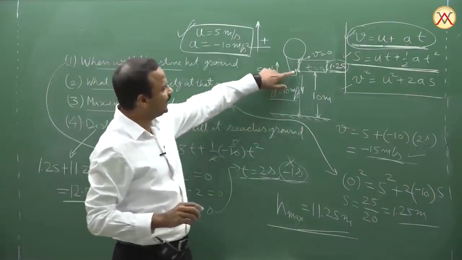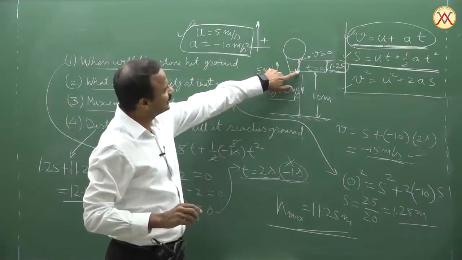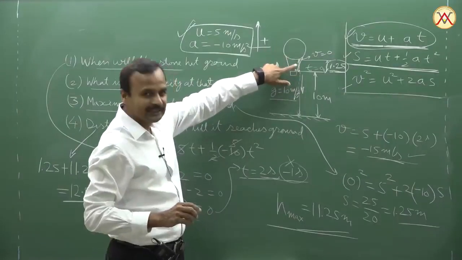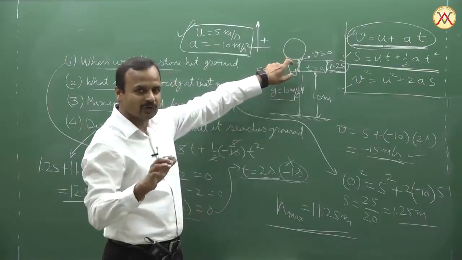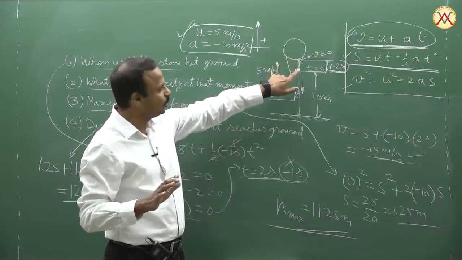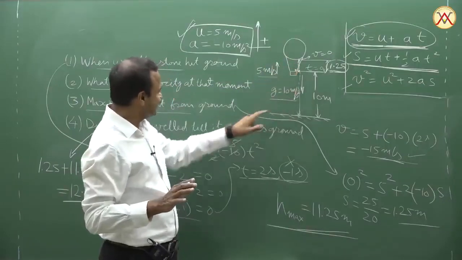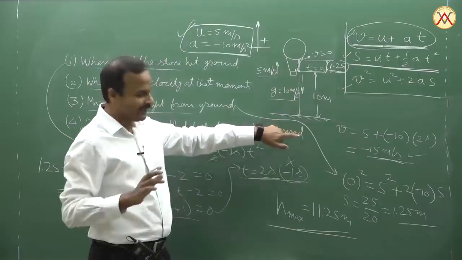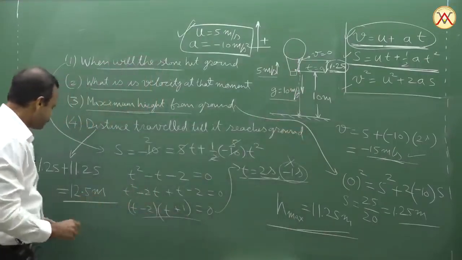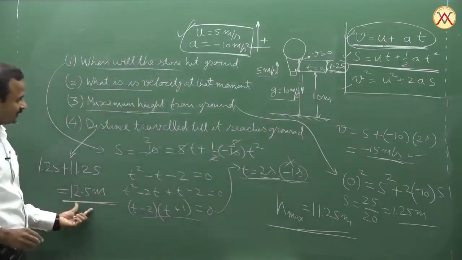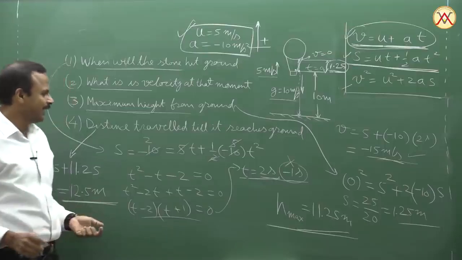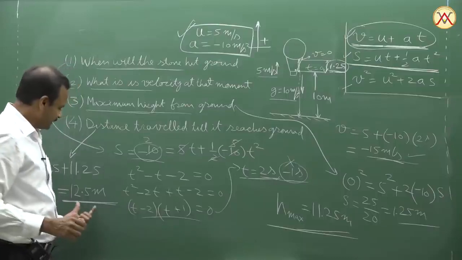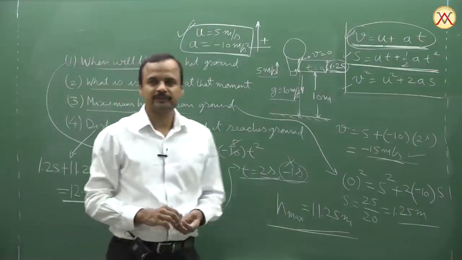If you had to find the displacement only for a smaller part, only during the upward journey, in that case still you would have got distance and displacement equal, but question says till it reaches ground, so obviously the turning point is included in that, so we are getting distance traveled different from the magnitude of displacement. Magnitude of displacement was in fact 10, distance traveled is 12.5 meters.